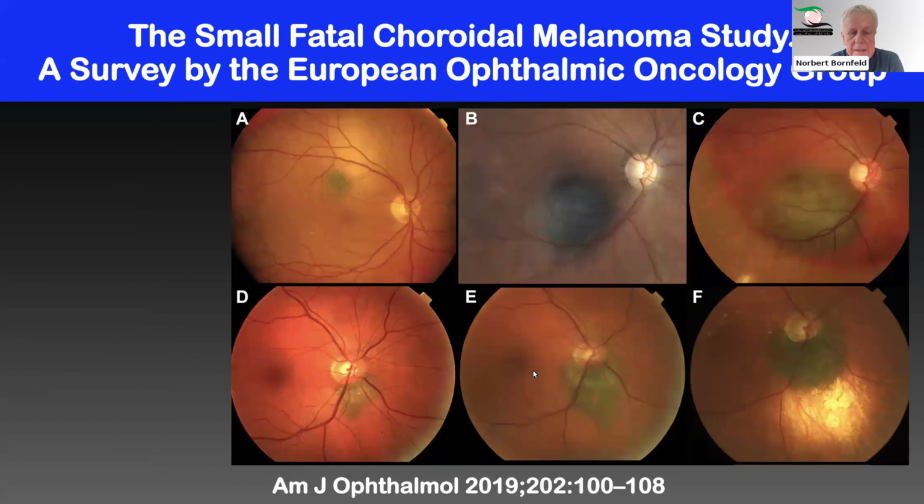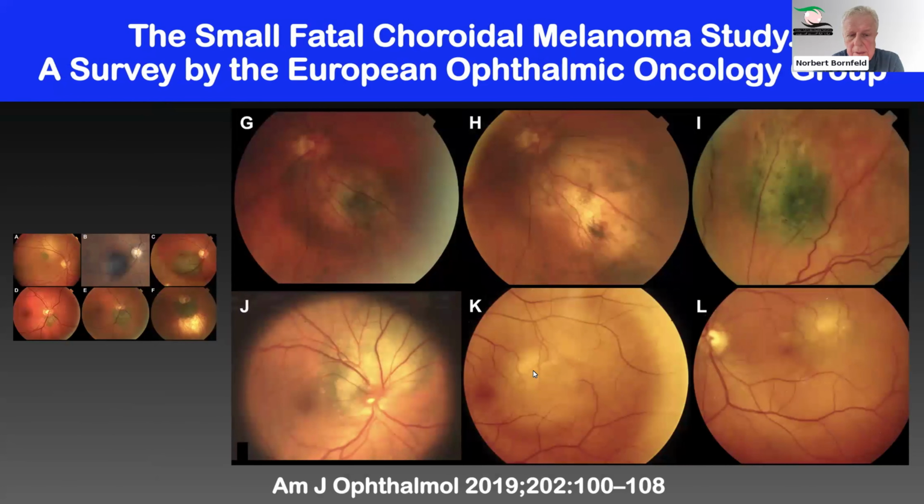These are some lesions of that study, the small fatal choroidal melanoma study, and some of these are very small lesions. And these are 6 other patients from that study. We will see that these do not look very dangerous from the clinical point of view, but all these patients with these tumors have died of metastasis.